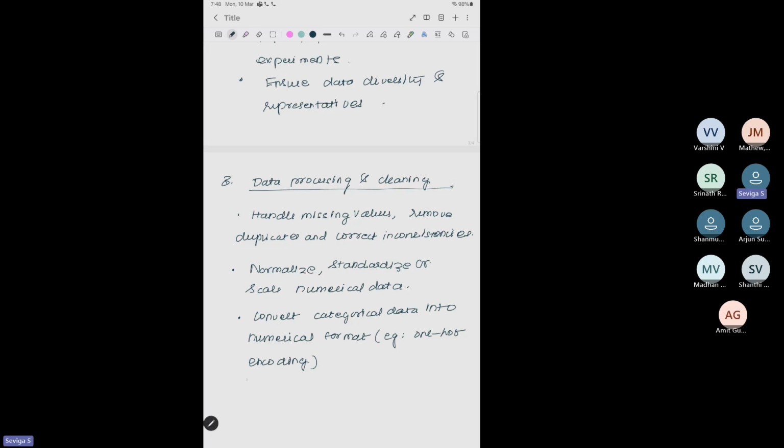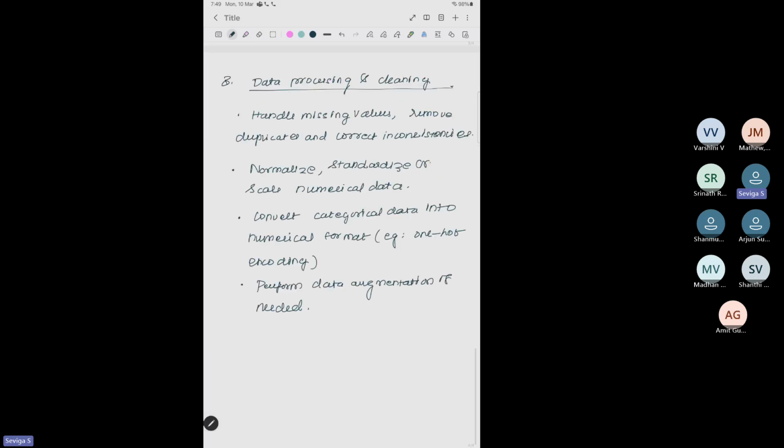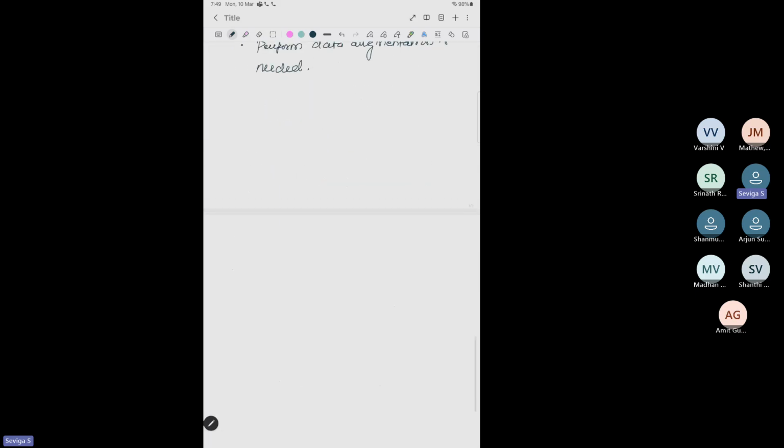And then suppose you have a very small number of images, then you have to do data augmentation. Data augmentation is increasing the amount of data from a limited set of data. For that, you can do rotation and flipping, which we saw yesterday. So you have to perform data augmentation if it is needed. So this is data preparation.